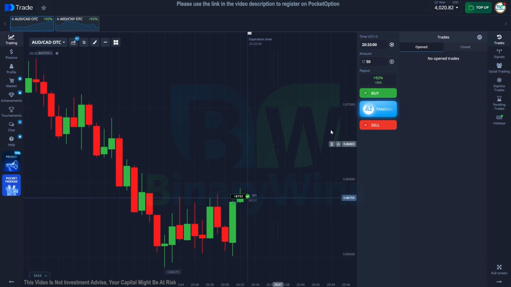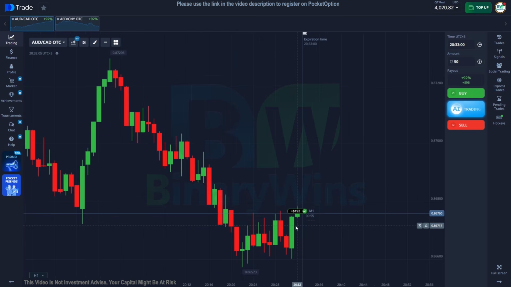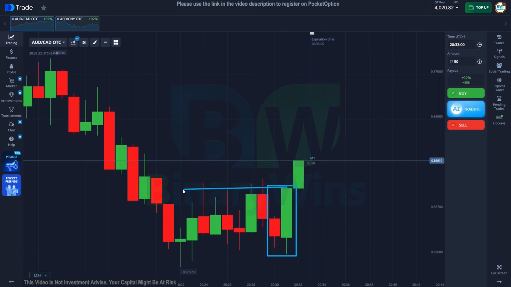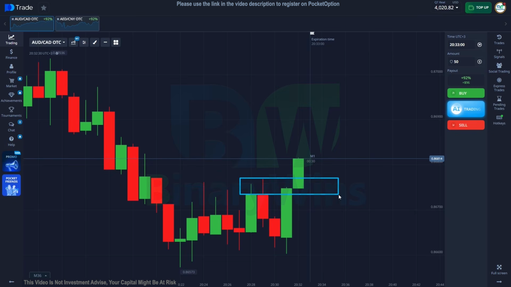Excellent. Now, the green candle has engulfed the red candle, creating a bullish engulfing pattern. But on the other hand, the candle's shadow has closed on the level. You can see we have an effective level here.